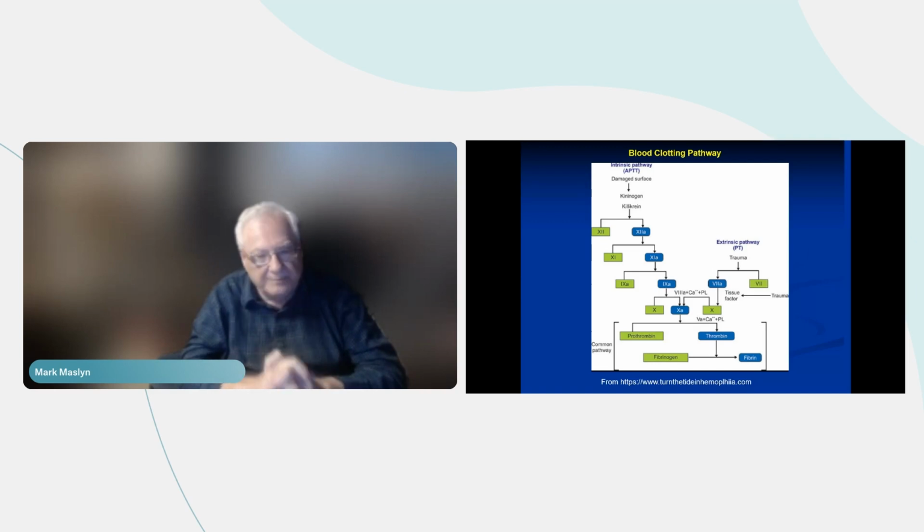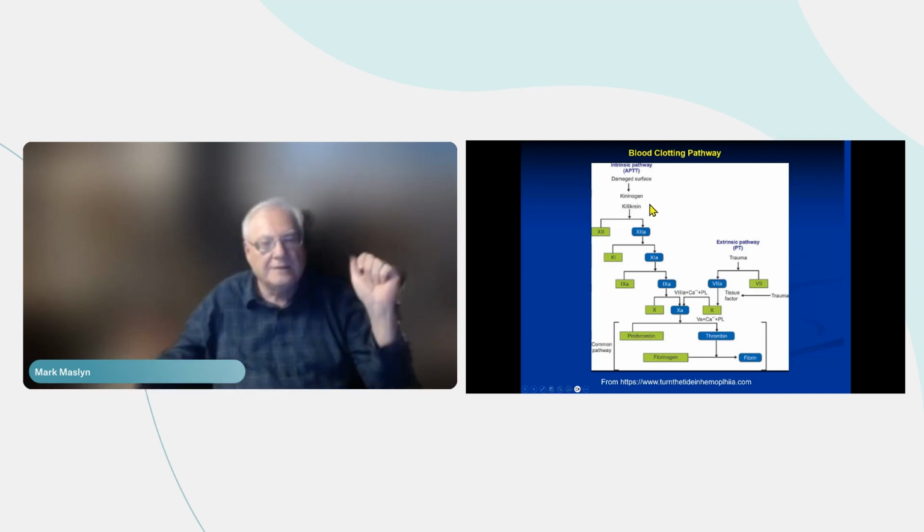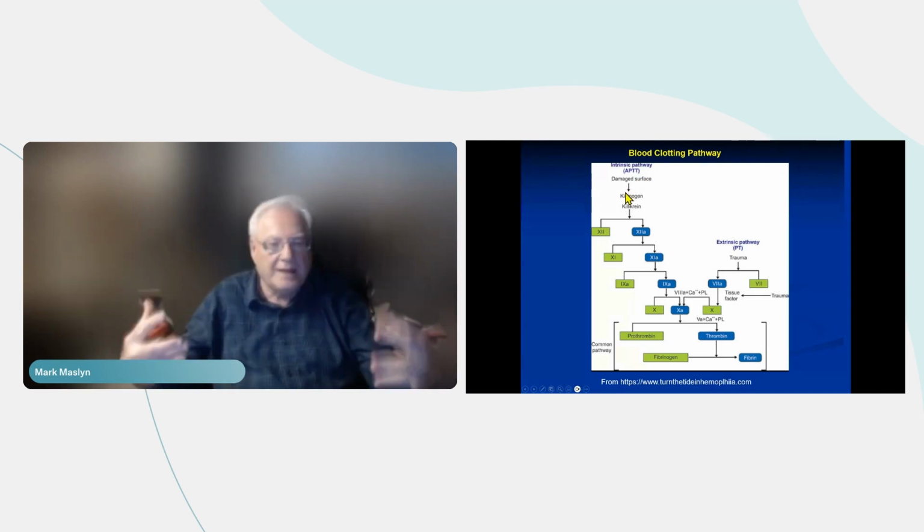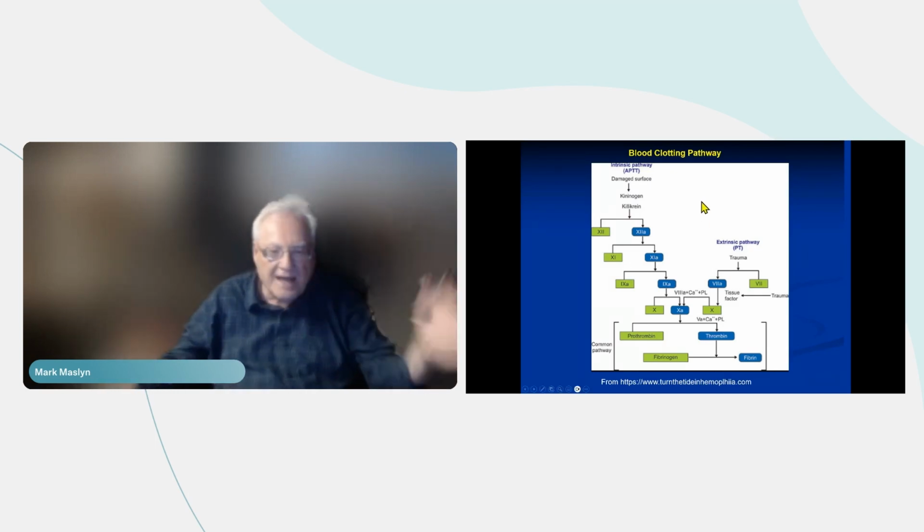I just picked out one example to show you. If you've scraped your knee and you've got blood coming out of it, you've got a damaged surface, and then the body will go through a series of steps and a series of compounds, a pathway, if you will, to build the clotting material and stop the blood flow. And here you can see it all the way down from this to this to this to this. And then, of course, part of it goes to here.